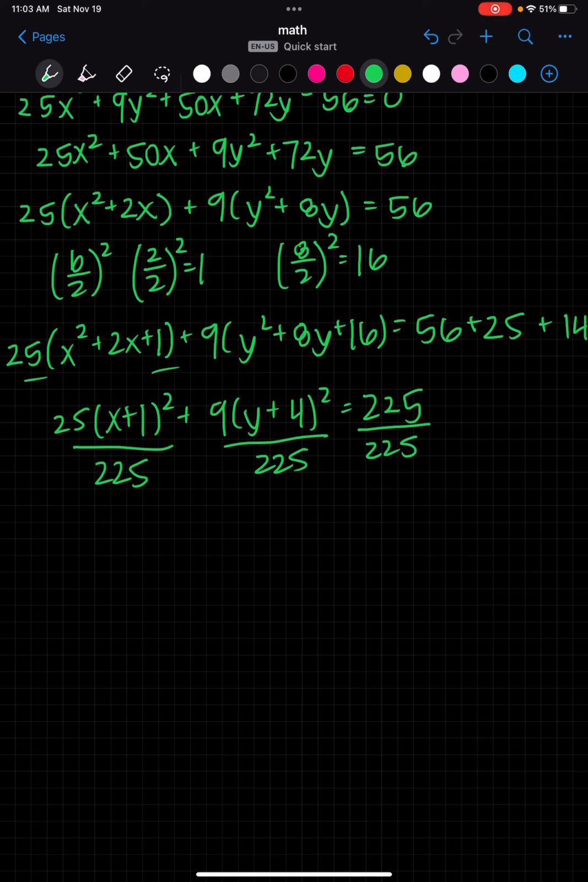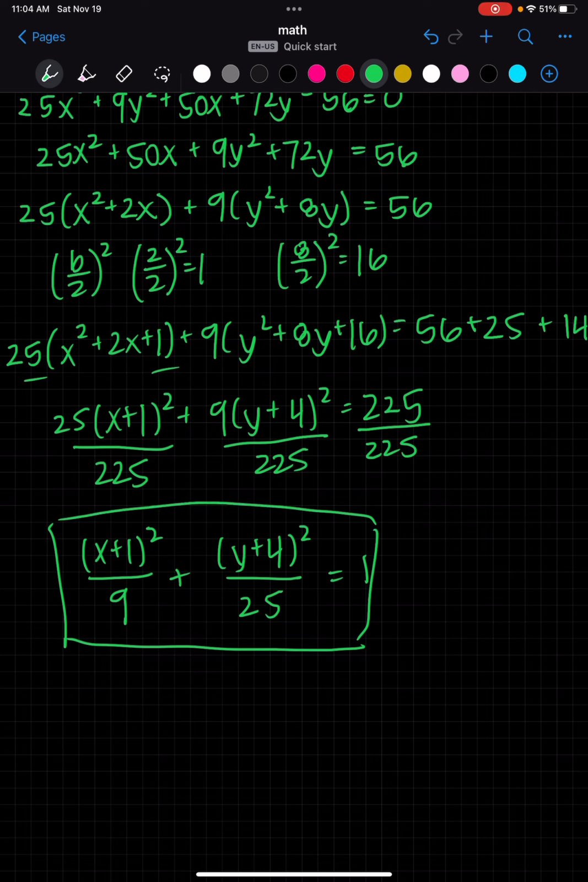So the first chunk is 25 divided by 225. 25 divided by 225 is 1/9. And so I can write that as (x plus 1) squared over 9. And then if I do 9 divided by 225, I would get 1 over 25. So I can write (y plus 4) squared over 25. That's equal to 1. I put a plus in the middle. And there's my answer. I just want you to get the equation this time. You don't have to write the vertices and the co-vertices and all of that.